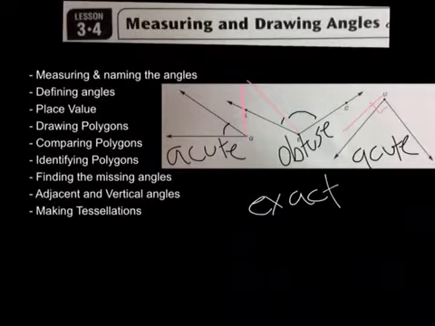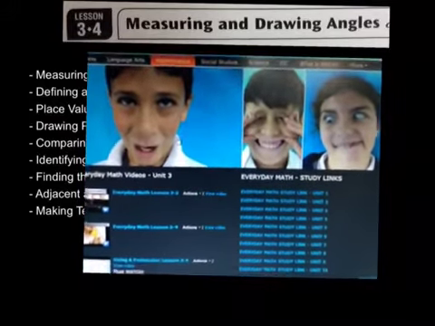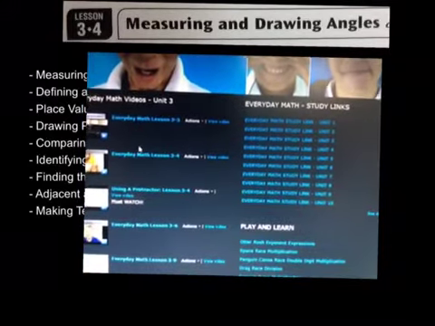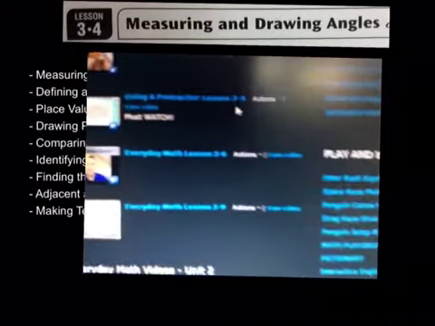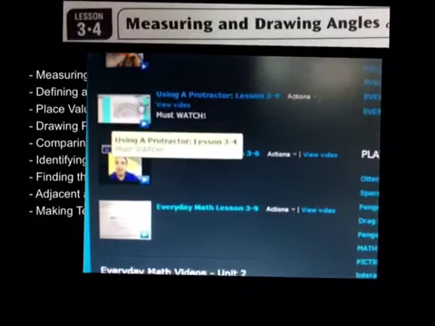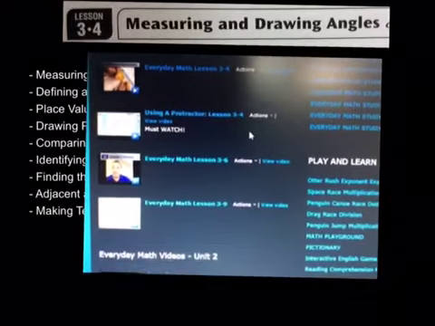If you need to review how to use a protractor, there are two lessons on our webpage that show exactly how to use a protractor. If you just move down, I think it's lesson 3-6, there's one on just using protractors. You can see right here on our classroom webpage in the math section, you go down to the videos, unit 3, you will see it right there, using a protractor, lesson 3-4. And this will be a nice review on how to use a protractor properly, in case you don't remember.